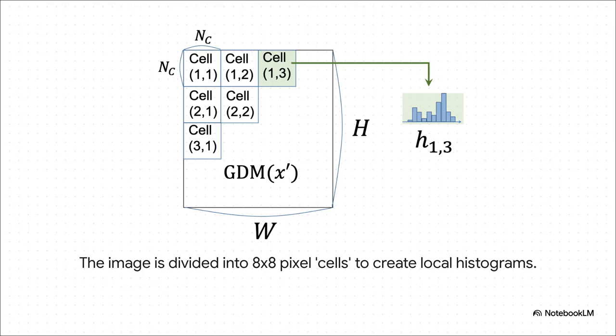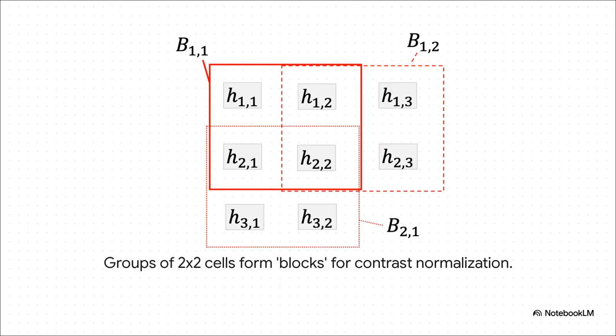And for every single one of those cells, we build a little 9-bin histogram. It's basically a mini bar chart that counts up the main directions of the edges inside that little patch. So if a cell has a bunch of vertical edges, the vertical bin on its chart will be really high. But hang on, what about lighting? A strong shadow or bright sunlight can totally change how strong the edges look.